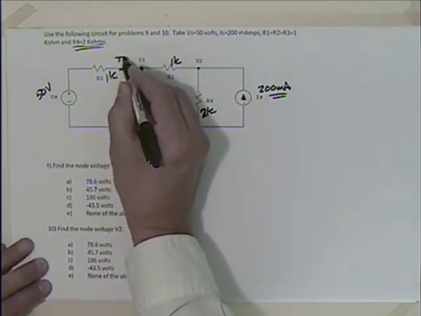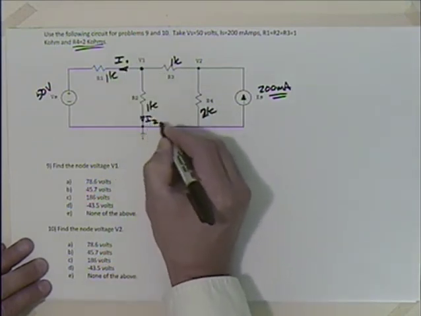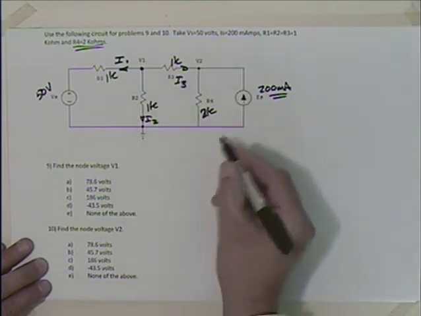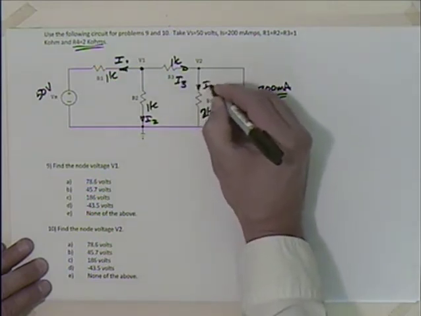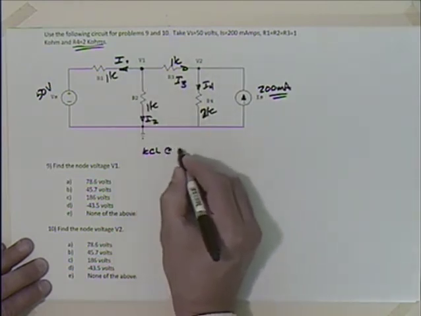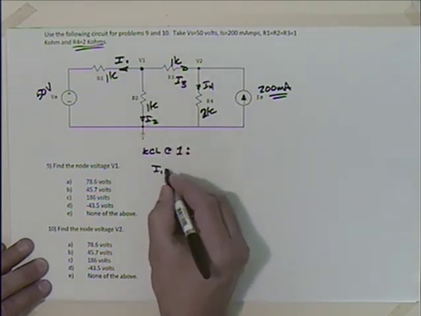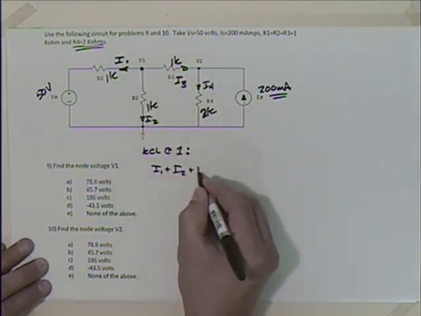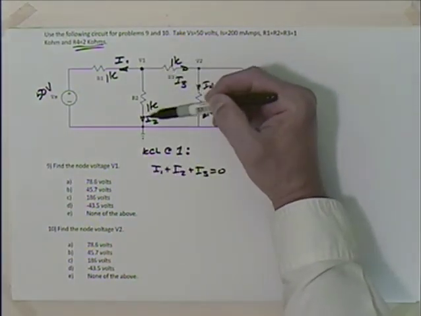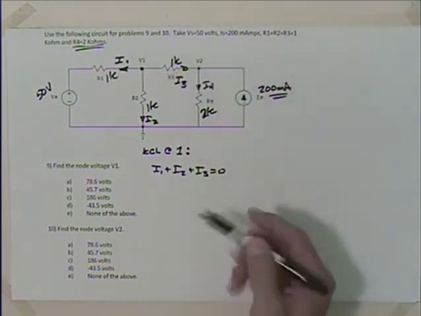I'll be consistent with the currents I did on the solution: I1, I2, I3, and then I'll have I4. So if I do Kirchhoff's current law at node 1, what's that going to be? I1 plus I2 plus I3 is equal to 0. Obviously, we couldn't have currents all coming out of something, so one or more of them is probably negative, but that's okay.